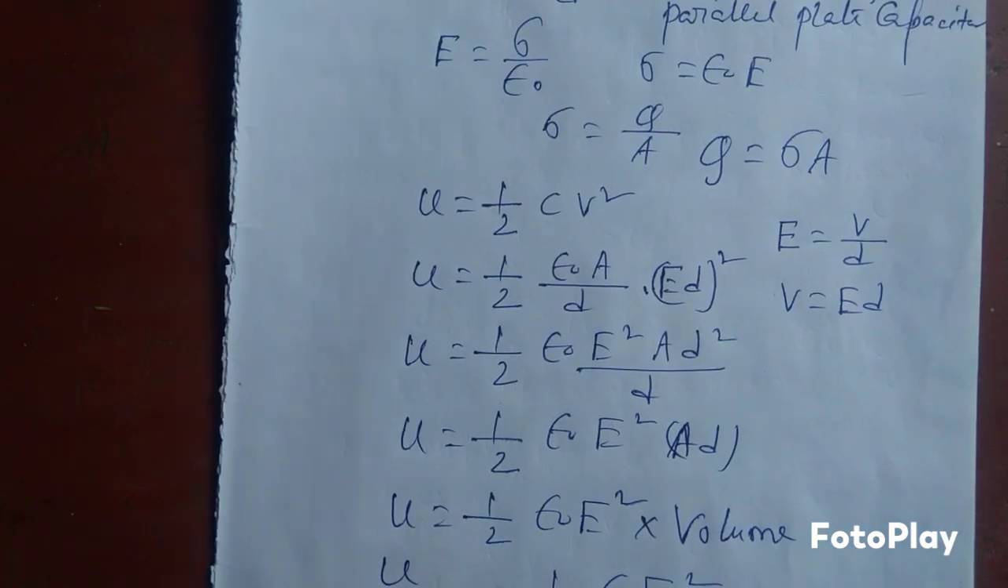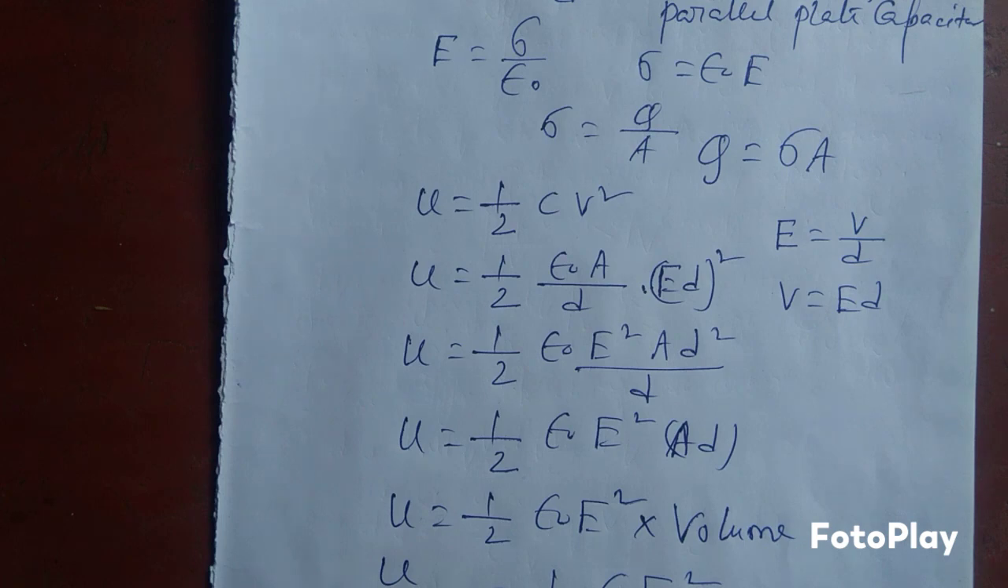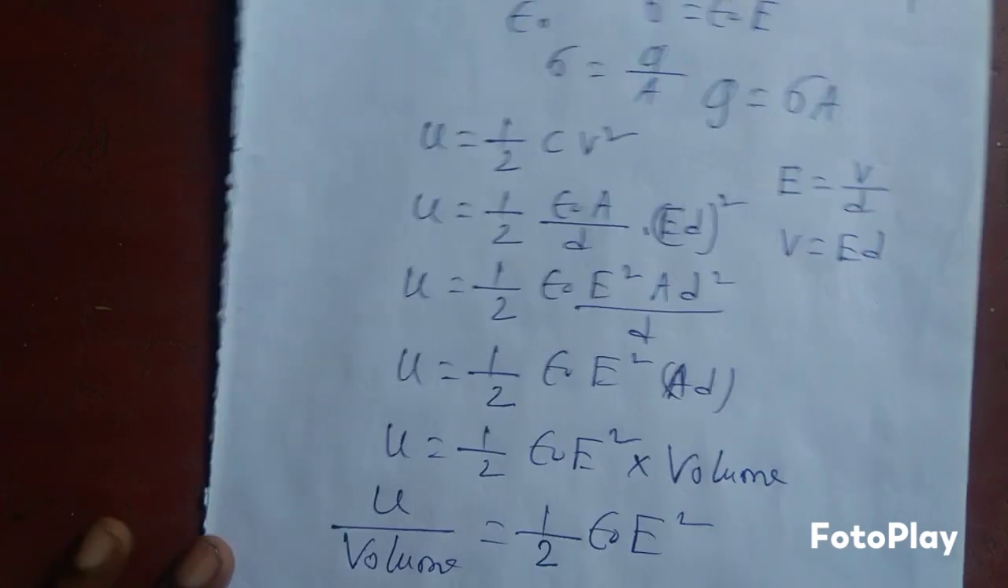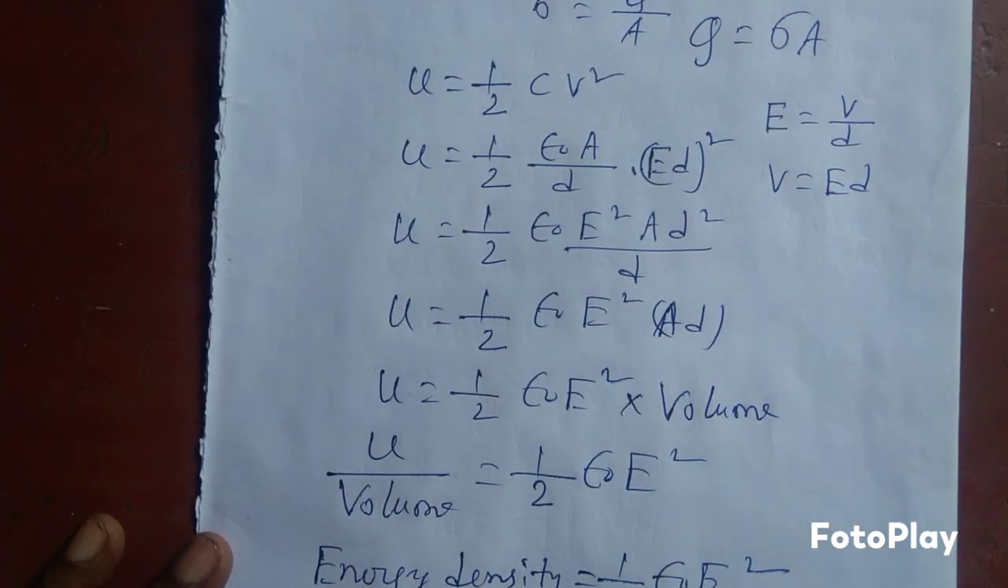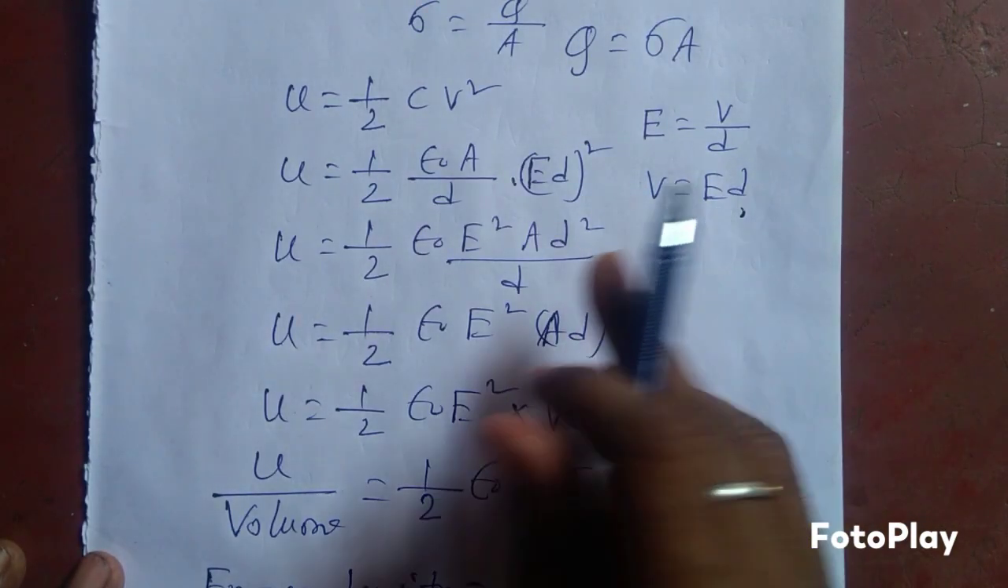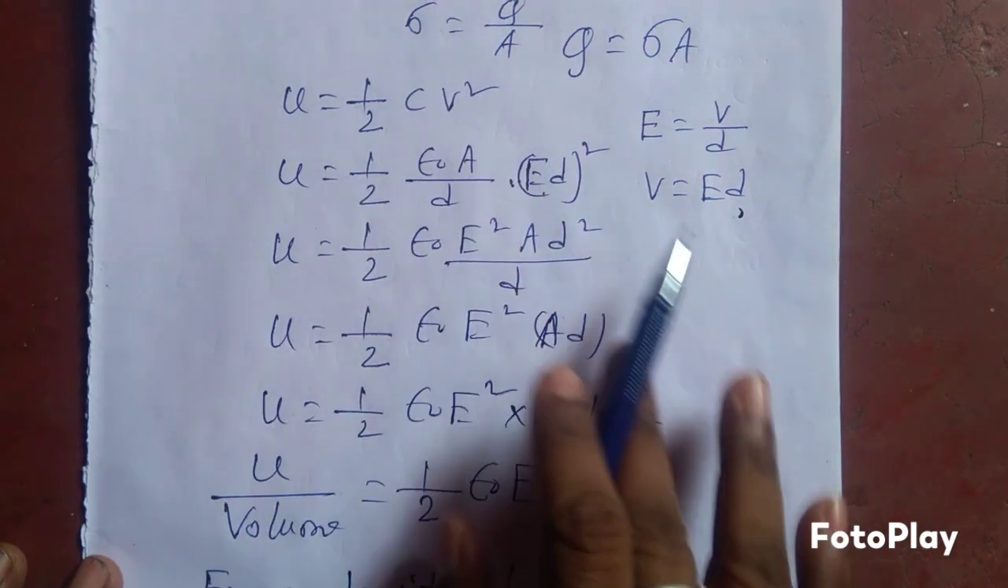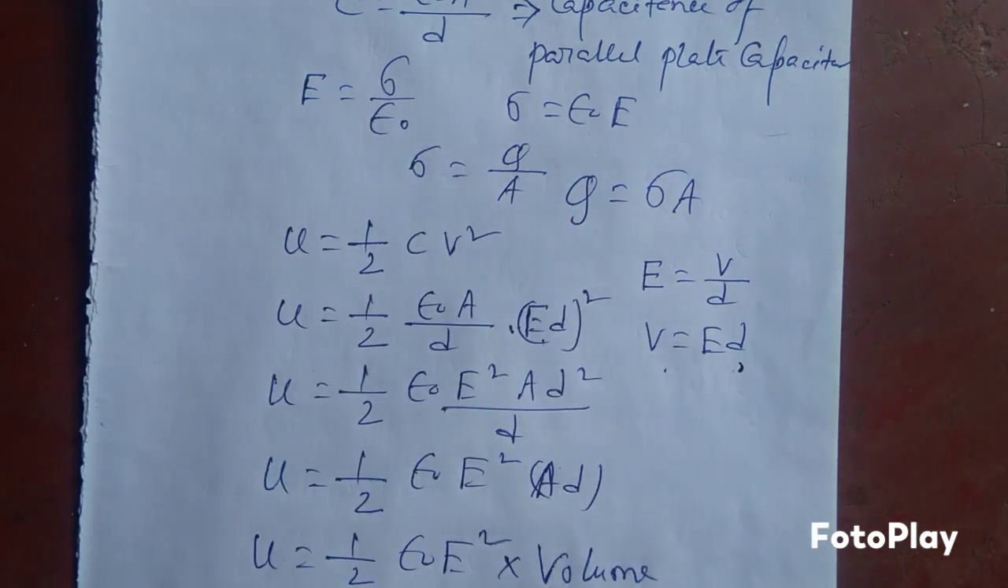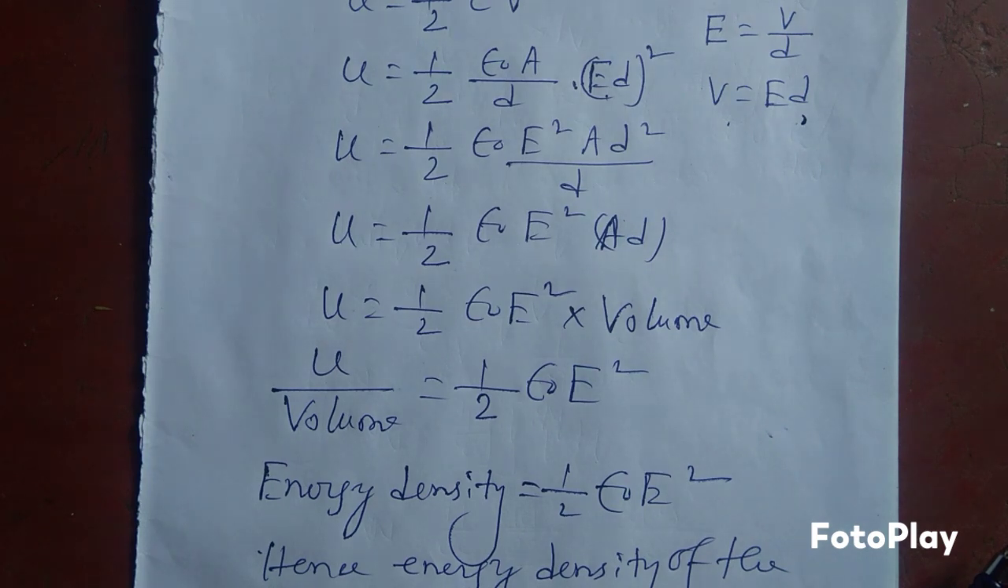So there are actually different formats of U. I have calculated U equals half CV square. We know that E equals V by D, so V equals E into D. Putting the value of V and C, we can easily calculate the energy with respect to volume. Divided by volume, we get the energy density. Energy density means the amount of energy per unit volume. This is known as the energy density.